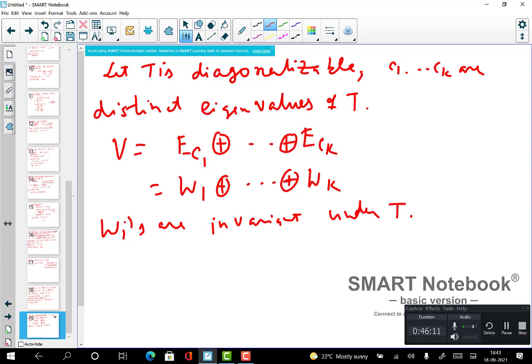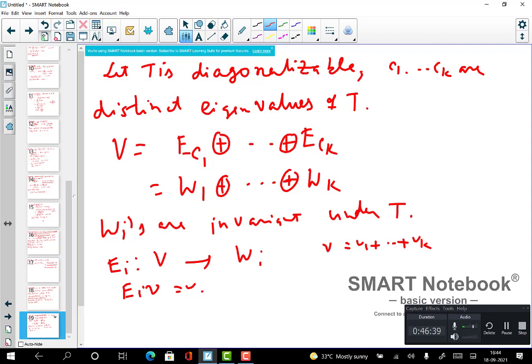And now obviously you can define your Ei's, mapped from V to Wi's. How to define? You take a vector V. You know that you can write V, so for any vector V, you can write it as V1 + V2 + ... + Vk, where these Vi's are elements of Wi's. So now you define the image of Ei equal to Vi. Now check that this satisfies all the properties we wrote down.